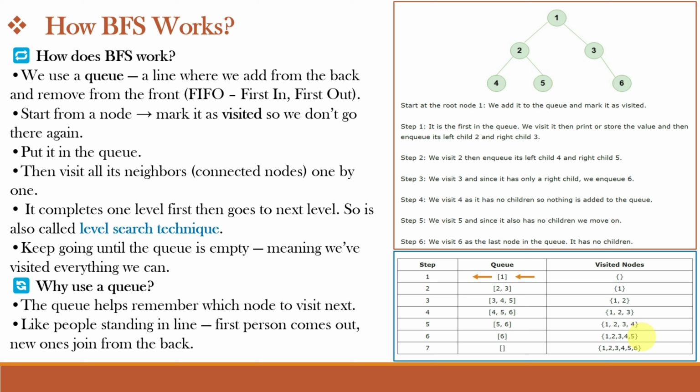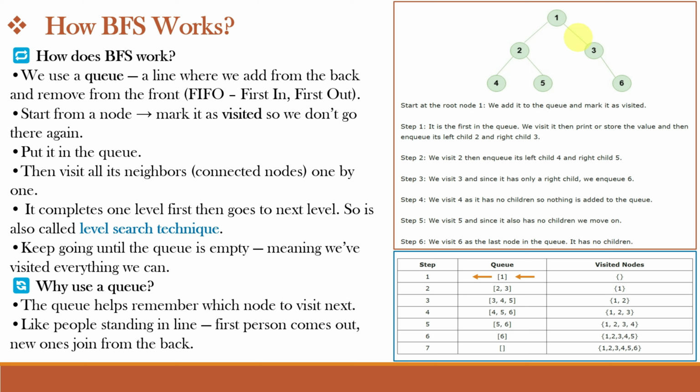And this is exactly how BFS works. Also notice how the queue column shows who is next in the line to be visited. That is 1, next 2, then 3, then 4, then 5 and 6. So this is like people standing in a queue at a shop. One person comes, goes, and the second one is added to the queue. That is first in, first out.